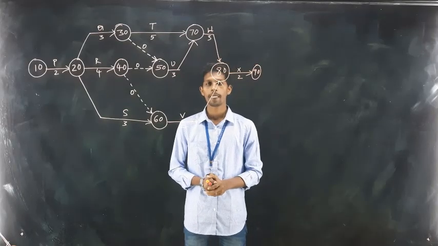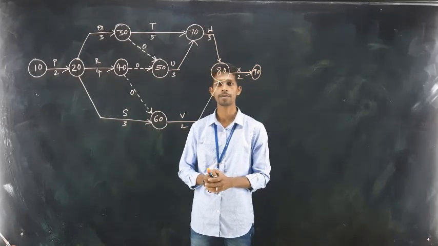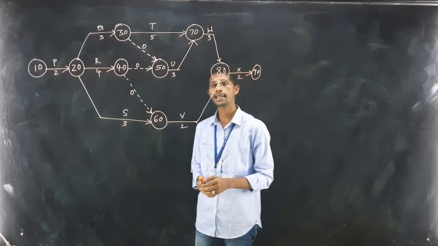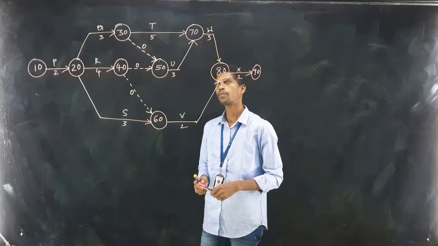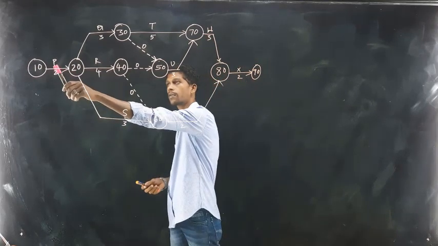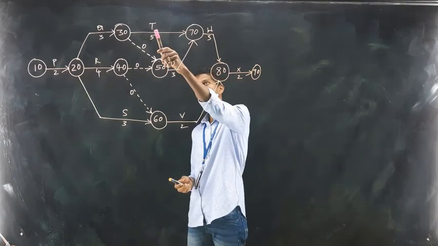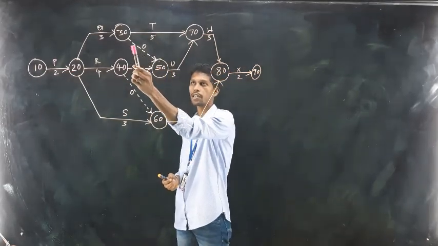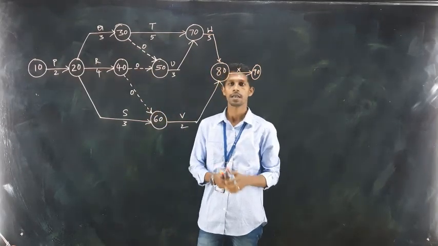Hello students. In this session we will solve some numerical problems on the critical path method. Here, in example 1, the network is shown. From P to X the network is given. In this network, the dotted lines are also given. That means these are dummy activities.